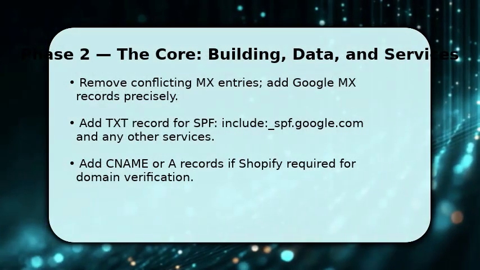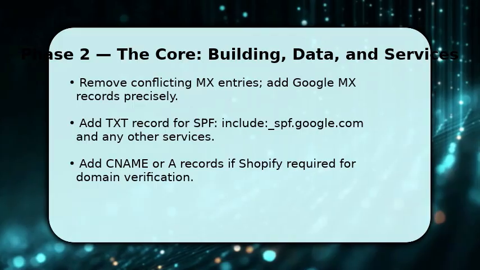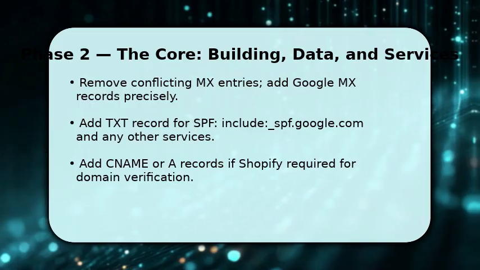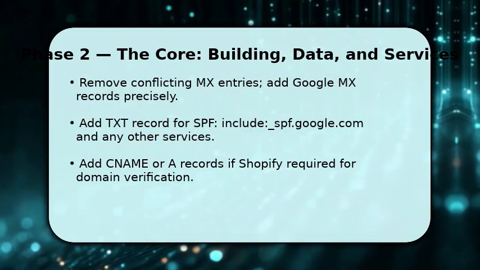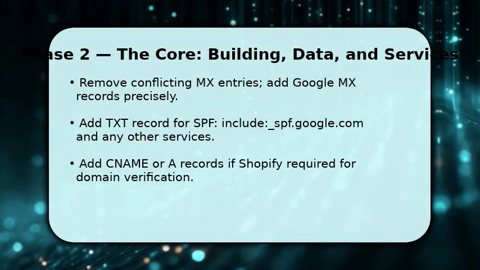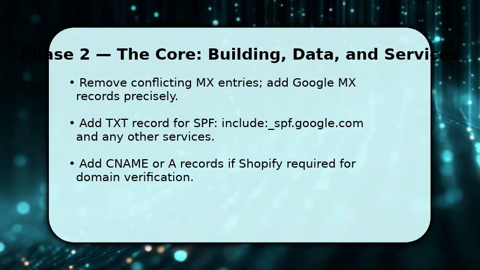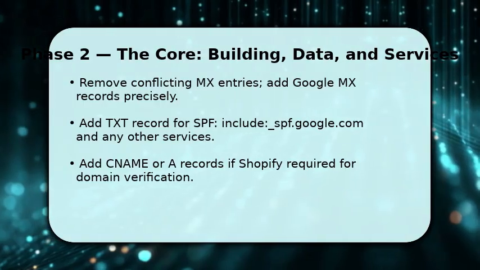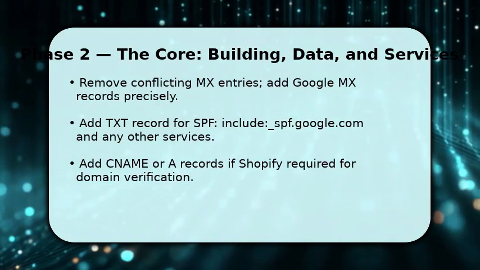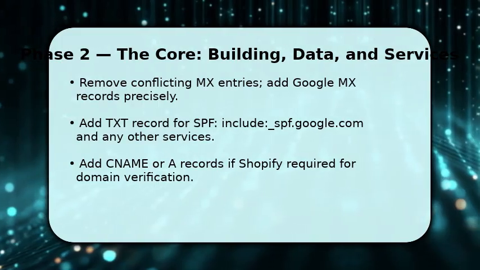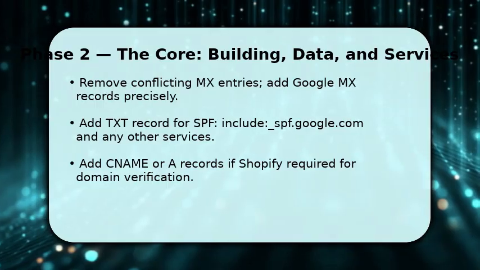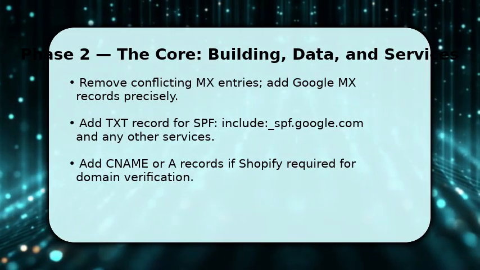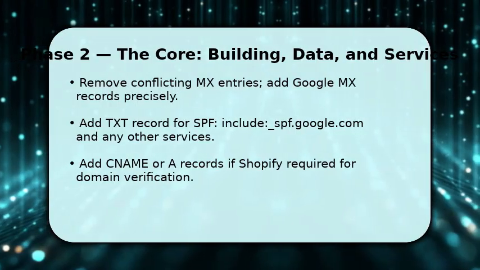Now switch to your DNS host. Remove any existing MX records that could conflict because multiple MX sets break delivery. Add Google's MX records with correct priorities and then add the TXT SPF record that includes SPF Google, so other servers accept Workspace mail. If Shopify asked for CNAME or A records for verification, add those too. Once done, save changes and note propagation times. DNS can take minutes to hours, so be patient before testing.